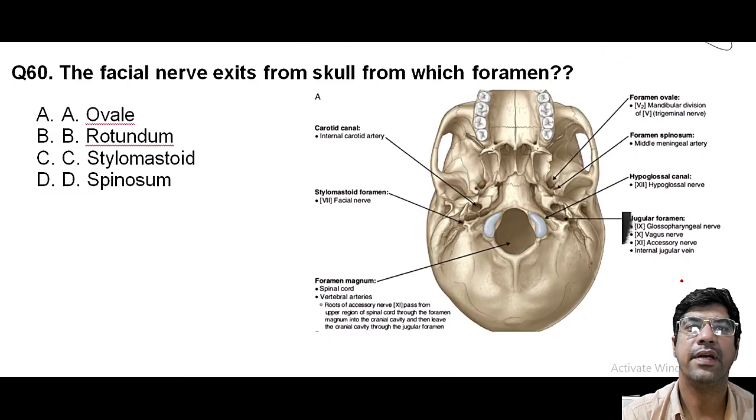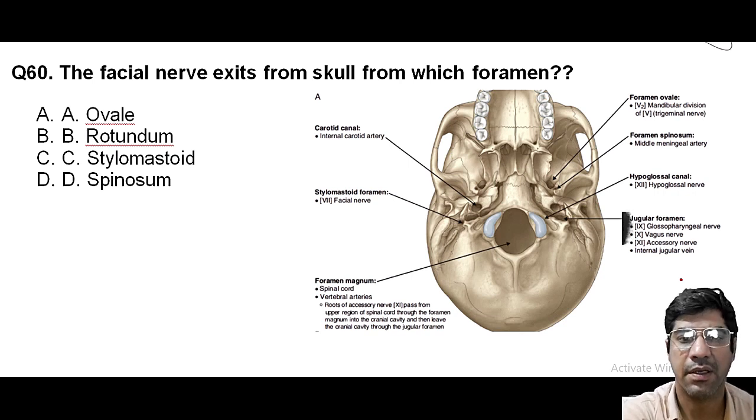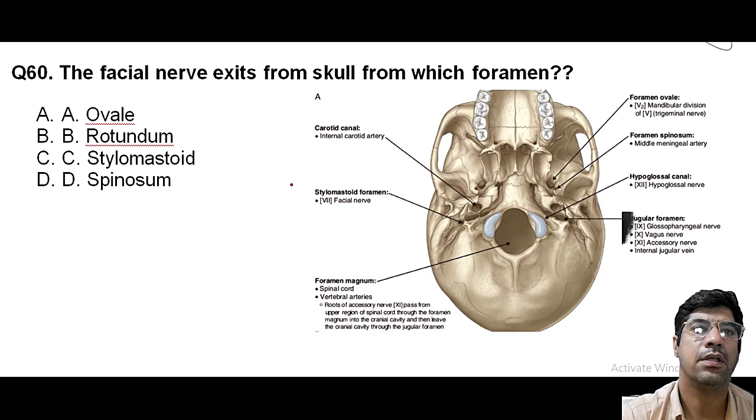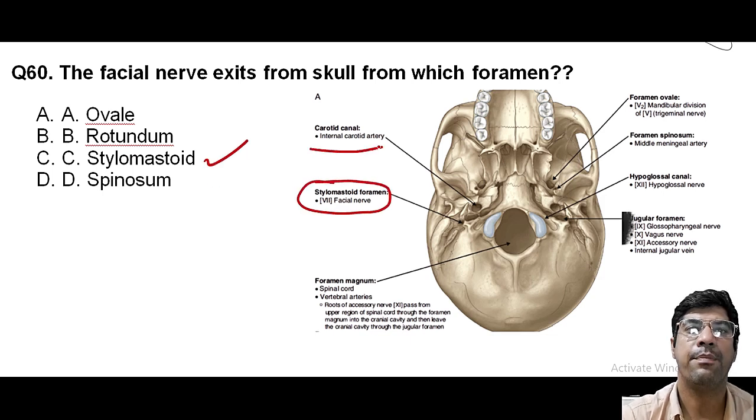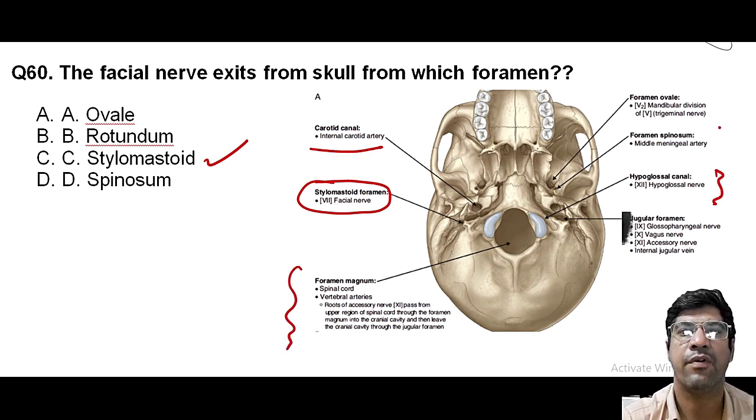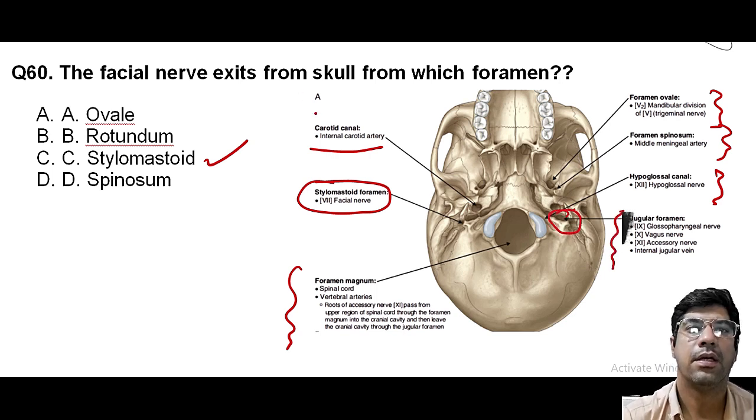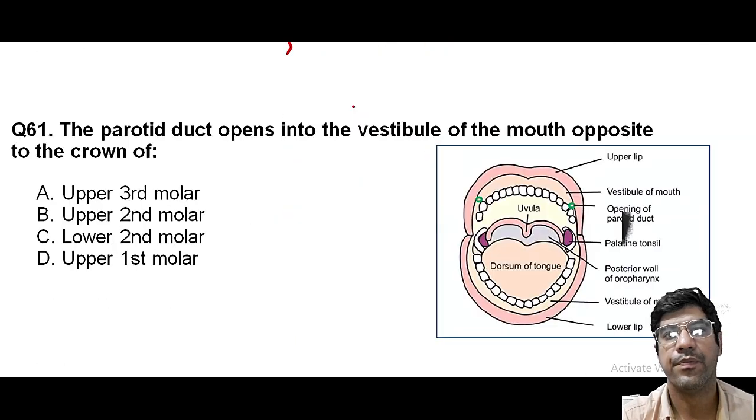The facial nerve exits from which foramen? Well, foramens are very important from your entrance exam point of view. Many questions on the foramen have been asked. So the answer is stylomastoid foramen. So remember all these foramens: foramen magnum, hypoglossal canal, foramen spinosum, foramen ovale, jugular foramen, and their location. Very, very important from the exam point of view.